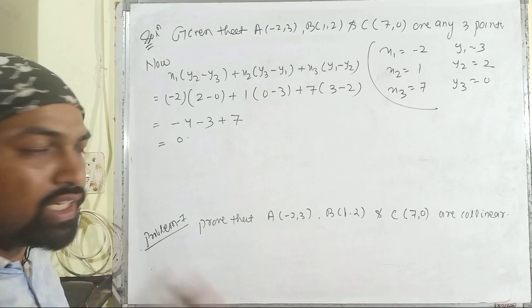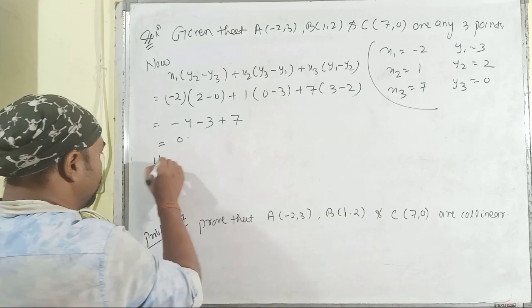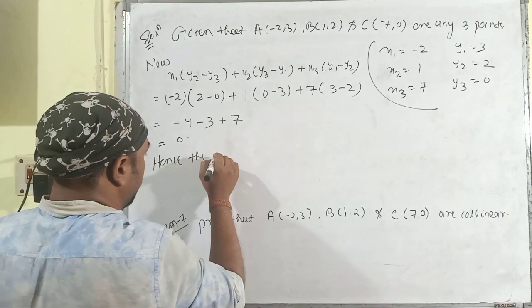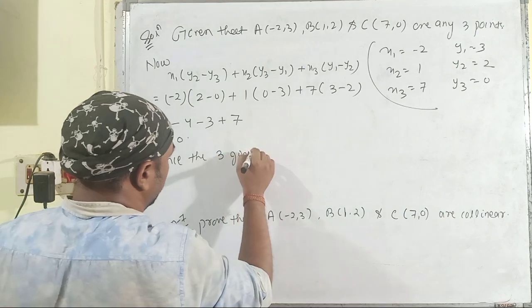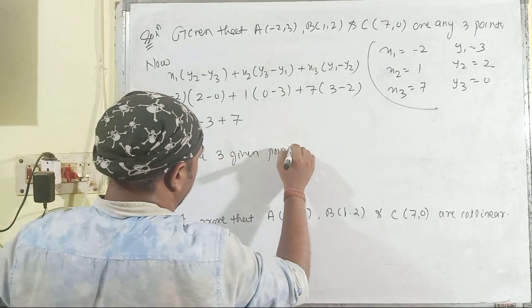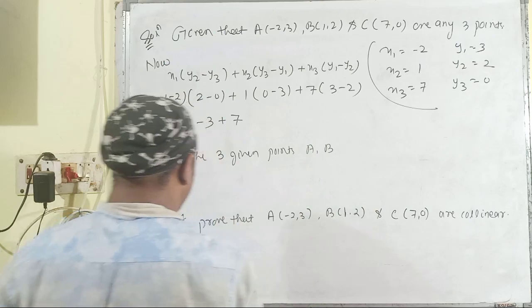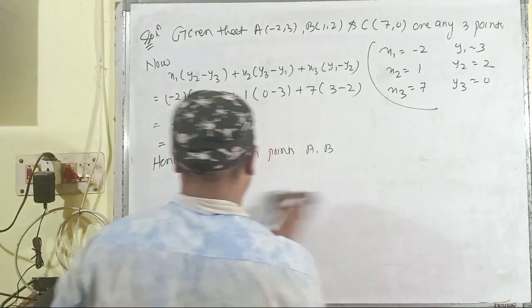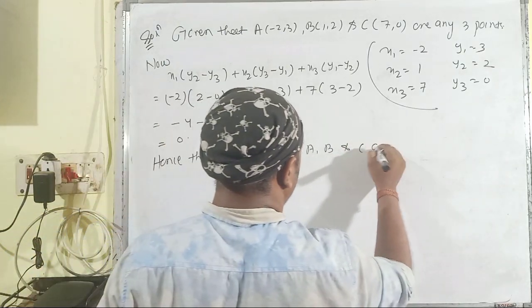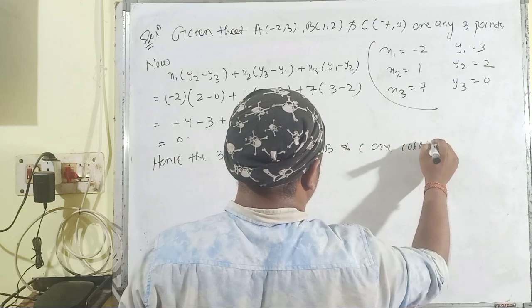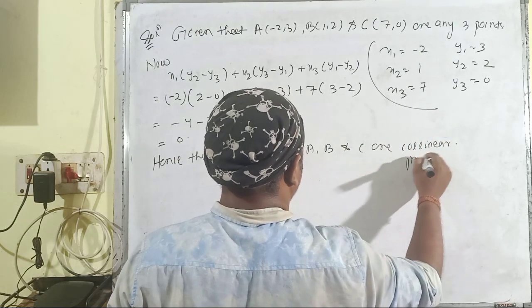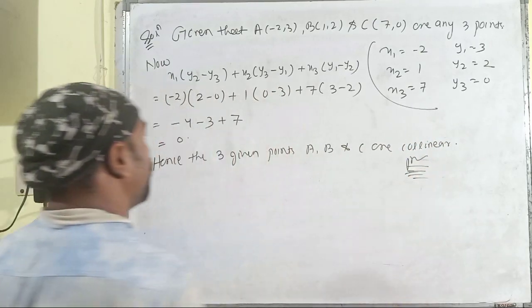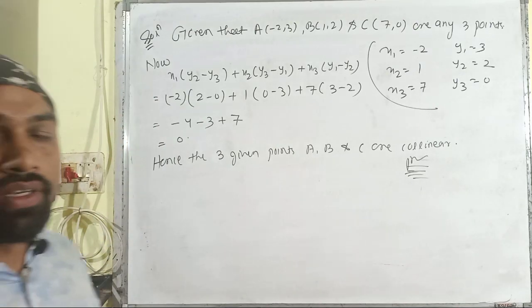As the result gets equal to 0, hence the 3 given points A, B and C are collinear, and here it is the proof of the problem number 7.